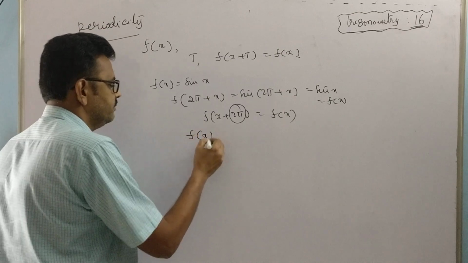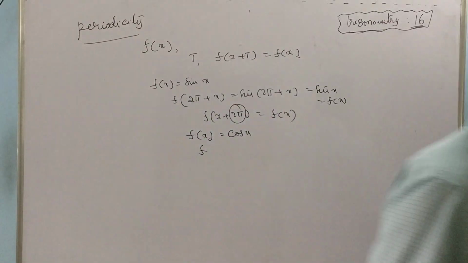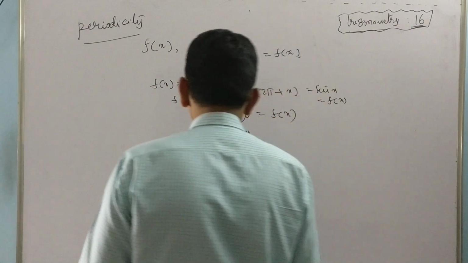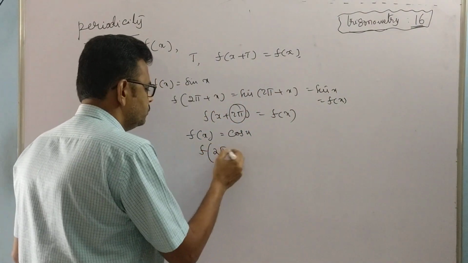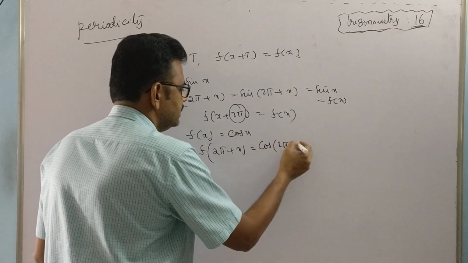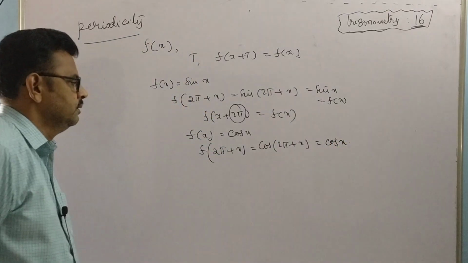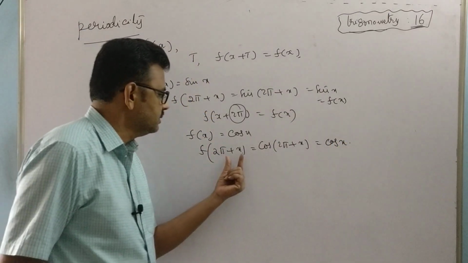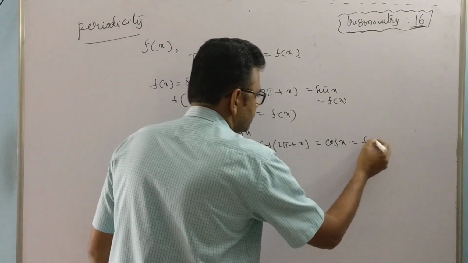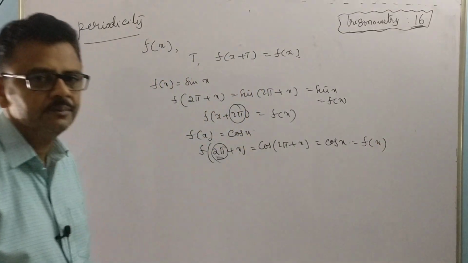Similarly, cos x. If you take f of x is equal to cos x. Now f of 2 pi plus x is equal to cos of 2 pi plus x. This is equal to what? Cos x. Therefore, f of x plus 2 pi is equal to f of x. Therefore, the period of cos x is also 2 pi.